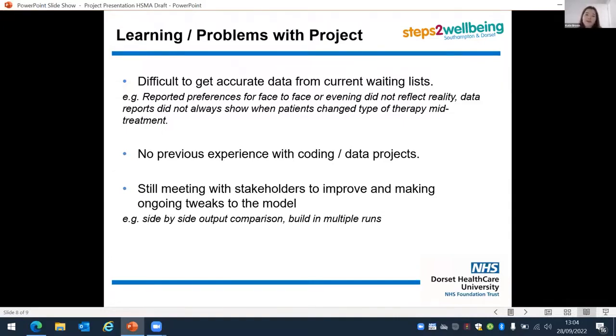Some of the things that we are looking to improve on with the model is to build in multiple runs and then have an average score come up. So running that model several times over to get an average score. And also we would like to have a side-by-side comparison of the model as the waiting list looks currently, and then when we make these changes to the resources that we have, what does it look like then? So that's where we're aiming to get to. It would have taken a lot longer to run that in the presentation today, so we have kept it shorter, but that's where we're hoping to end up with it.